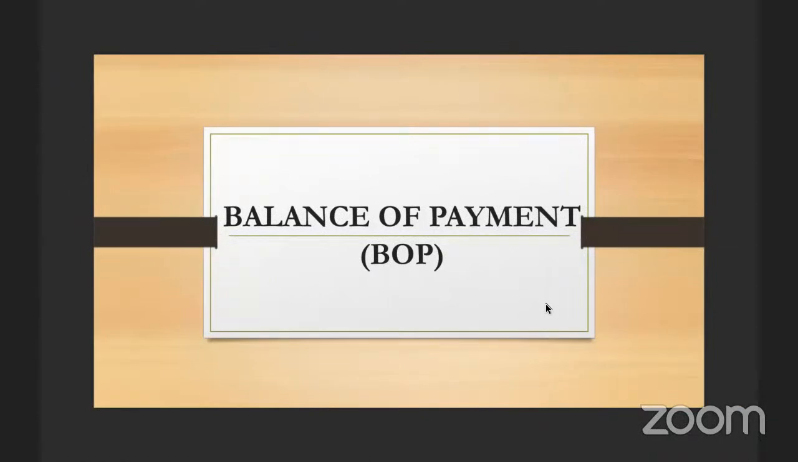Balance of payment. What is your idea of balance of payment before I proceed? Balance of payment is the account of export and import of both visible and invisible items. Visible means consumer goods, durables, machinery, etc., and invisible items are services like the banking sector, insurance sector, and so on. That's excellent.